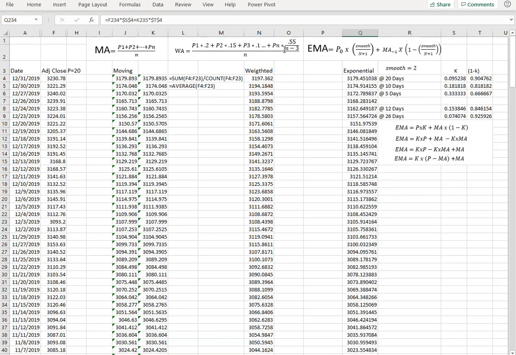All right, I hope you guys try this on your own, test it, maybe come up with your own trading rules. I hope you find it pretty interesting. And remember, you can use moving averages, weighted averages, exponential moving averages, and you can apply these things to other indicators.